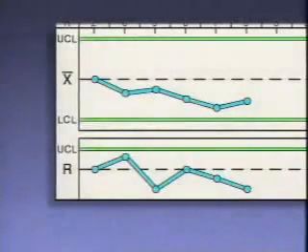In this example, the operator notices a trend developing on the moving X-bar chart. The plotted values are moving toward the lower control limit. The moving R chart appears normal. Even though the moving R chart appears normal, the pattern on the moving X-bar chart indicates that the process is unstable.